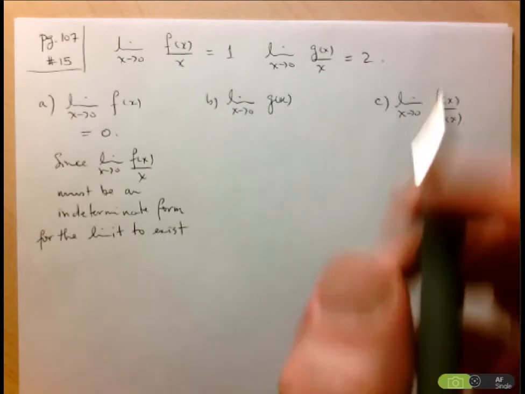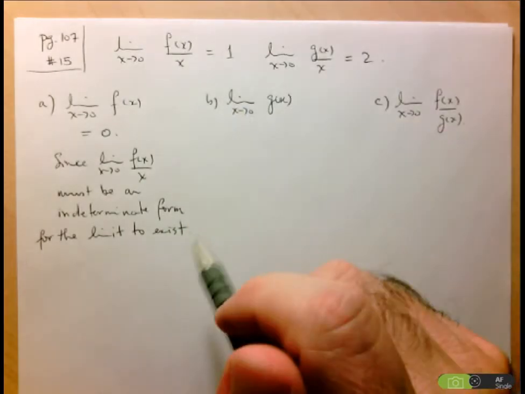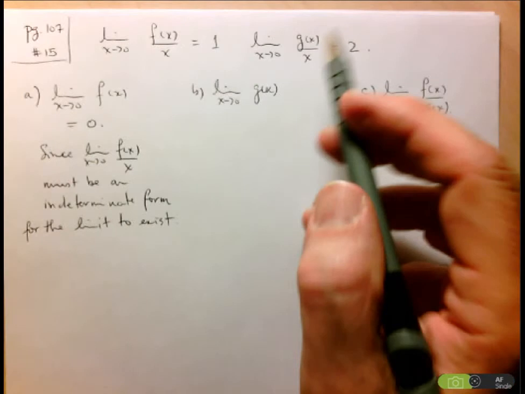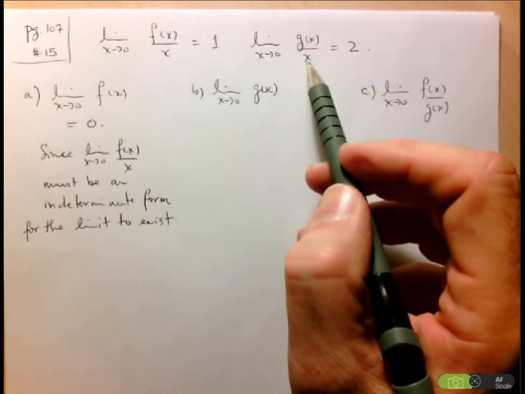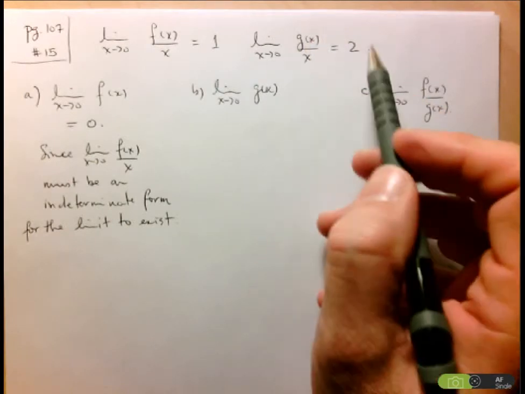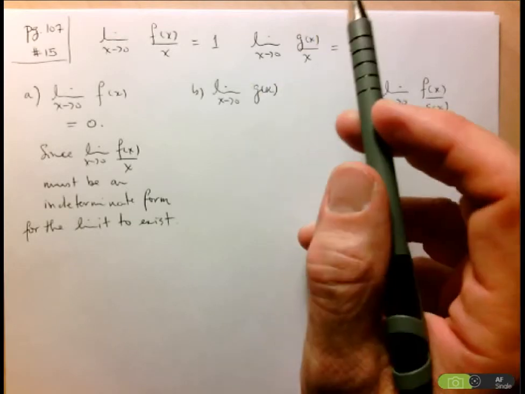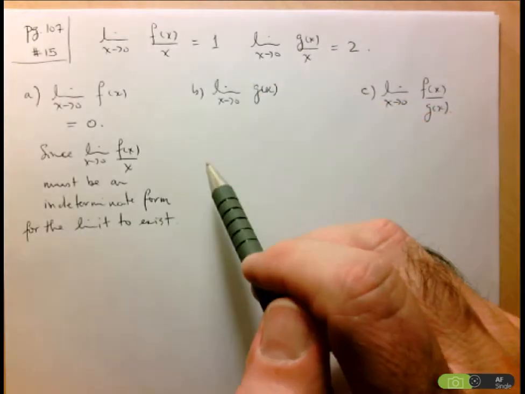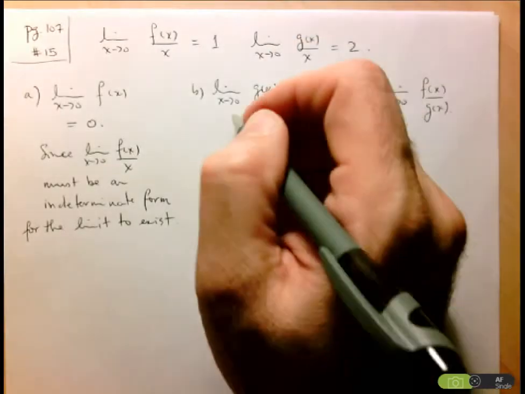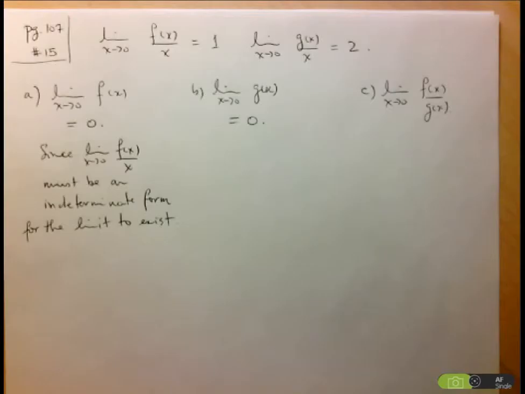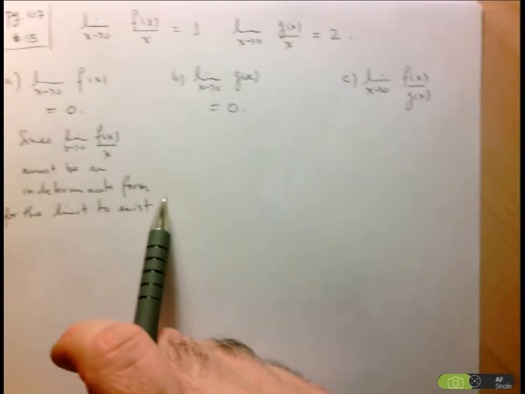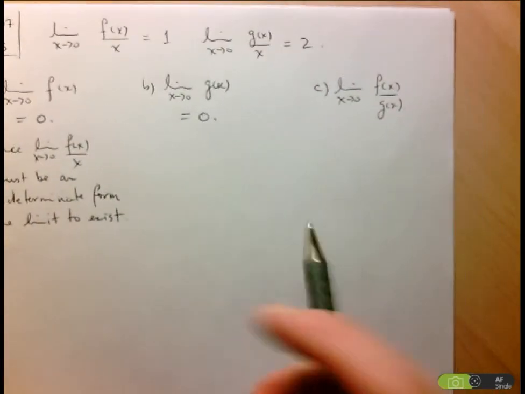We can make the exact same argument for the second one, because here we have another limit where the denominator is approaching 0, yet the limit exists, meaning the only way for this to occur is if it's an indeterminate form. Therefore, the limit of g of x as x approaches 0 also has to be equal to 0. So we can make the same argument here. I won't rewrite it. Now, let's look at this third one here.